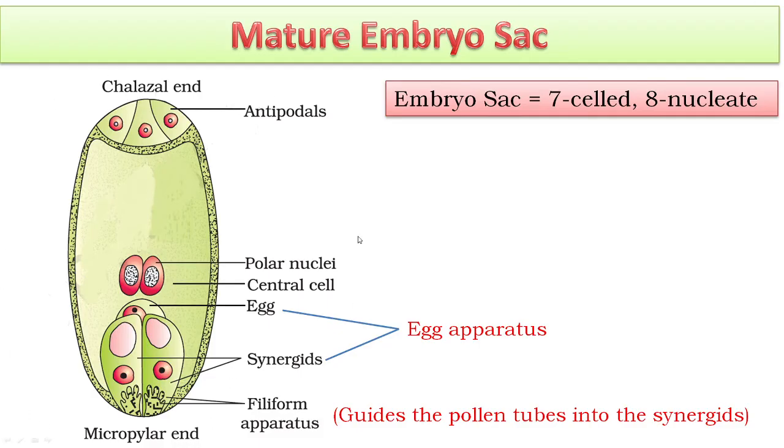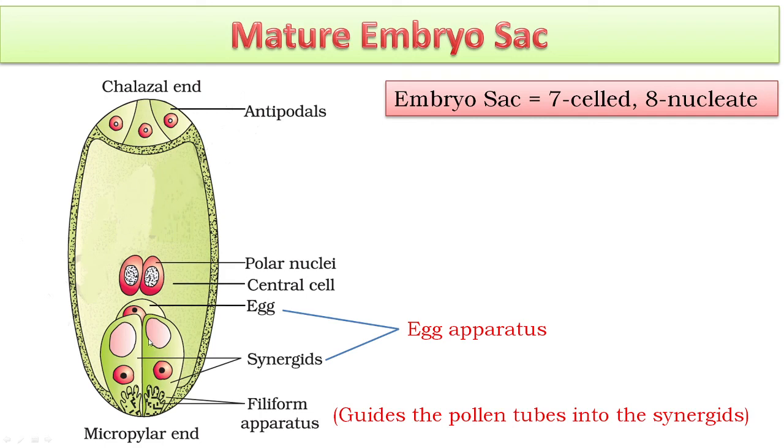You have to draw this particular diagram and then you have to show that it contains 7 cells. I will show you the 7 cells. There are 3 cells over here, 3 antipodals, 3 cells in the egg apparatus, 2 synergids and 1 egg cell. It becomes 6. And then we have got the large central cell. So we have got a total of 7 cells.